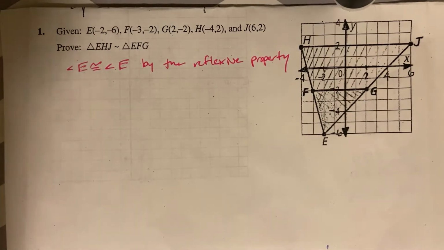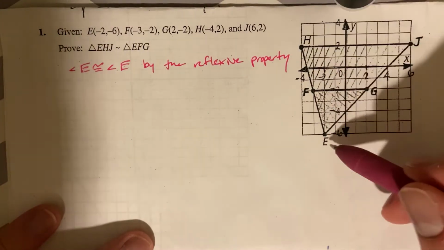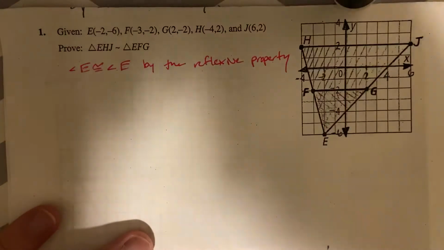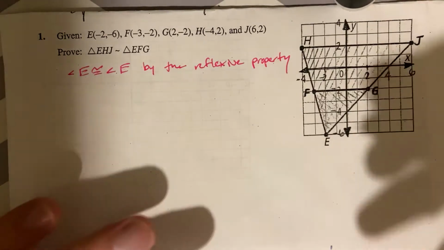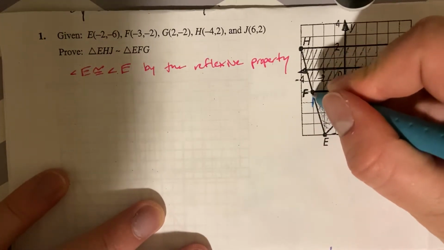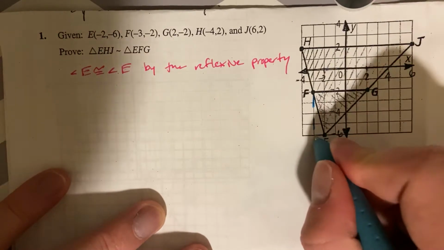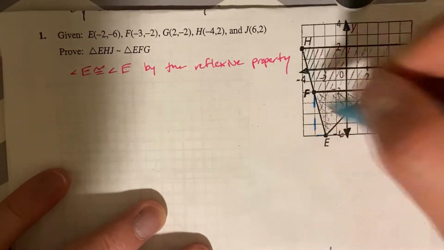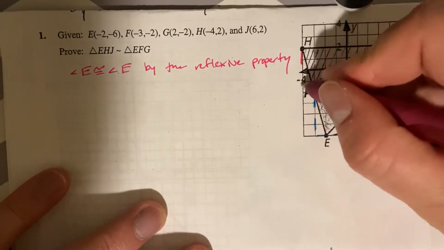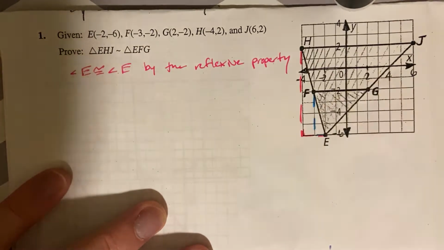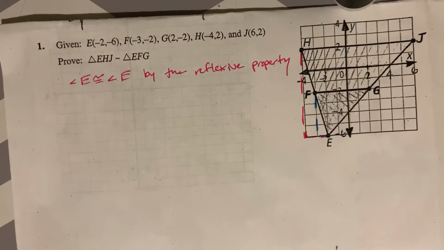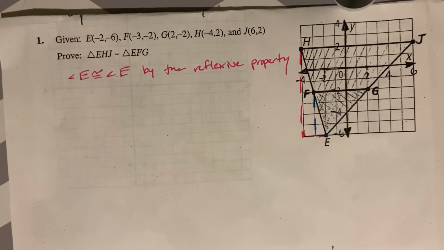I'm going to have to find the length of EF, EH, EG, and EJ. So first, let's find the lengths of EF and EH. I'm going to use the Pythagorean theorem to do this because I can just count the boxes and then plug into the formula a squared plus b squared equals c squared.